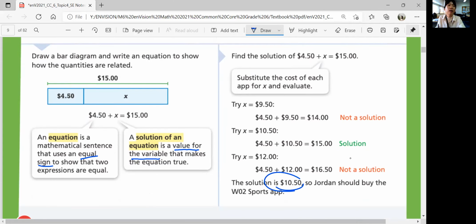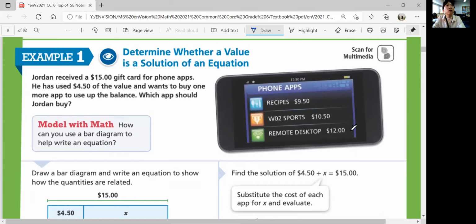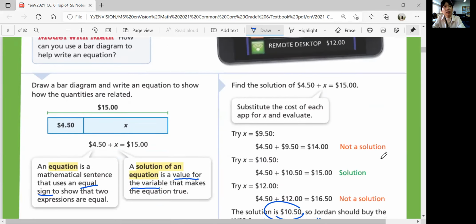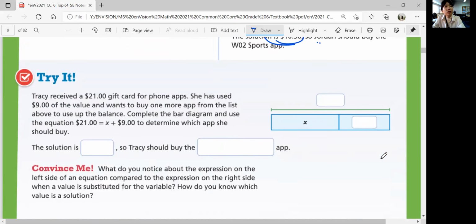So Jordan would buy, he can buy the WO2 Sports app with exactly $10.50. Let's try this question together. Tracy received a $21 gift card for phone apps. She used $9 of the value and wants to buy more apps from the list above to use up the balance. Complete the bar diagram and use the equation 21 equals x plus 9 to determine which app she should buy.